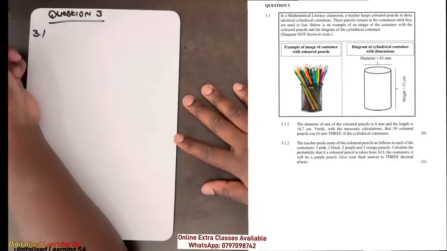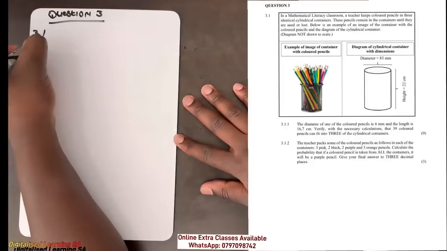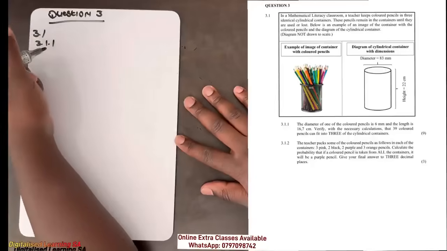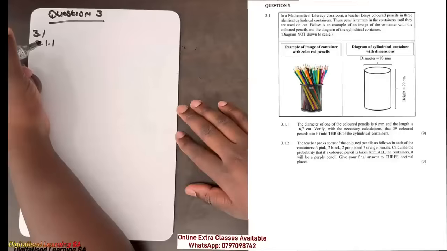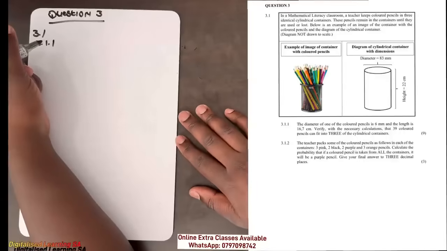Okay, so now let's go ahead and answer question 3.1.1. Question 3.1.1 says that the diameter of one of the colored pencils is 6 millimeters, and the length is 16.7 centimeters. So verify with the necessary calculations that 39 colored pencils can fit into 3 of the cylindrical containers.